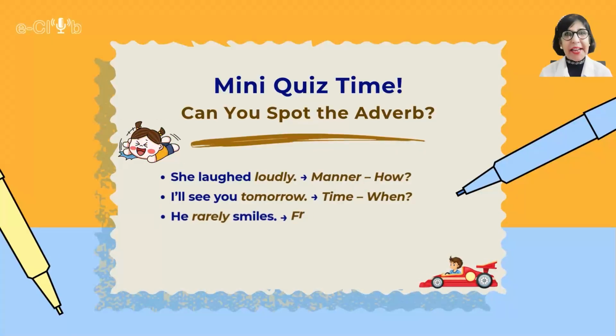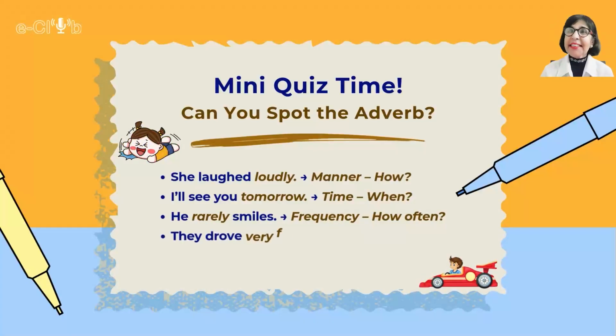He rarely smiles. Which is the adverb? Rarely. Why? It shows how often he smiles, modifying the verb smiles. It's an adverb of frequency. The next one. They drove very fast. Adverbs very and fast. Why? Fast describes how they drove. An adverb of manner. Very intensifies fast. So, it's an adverb of degree, modifying another adverb.